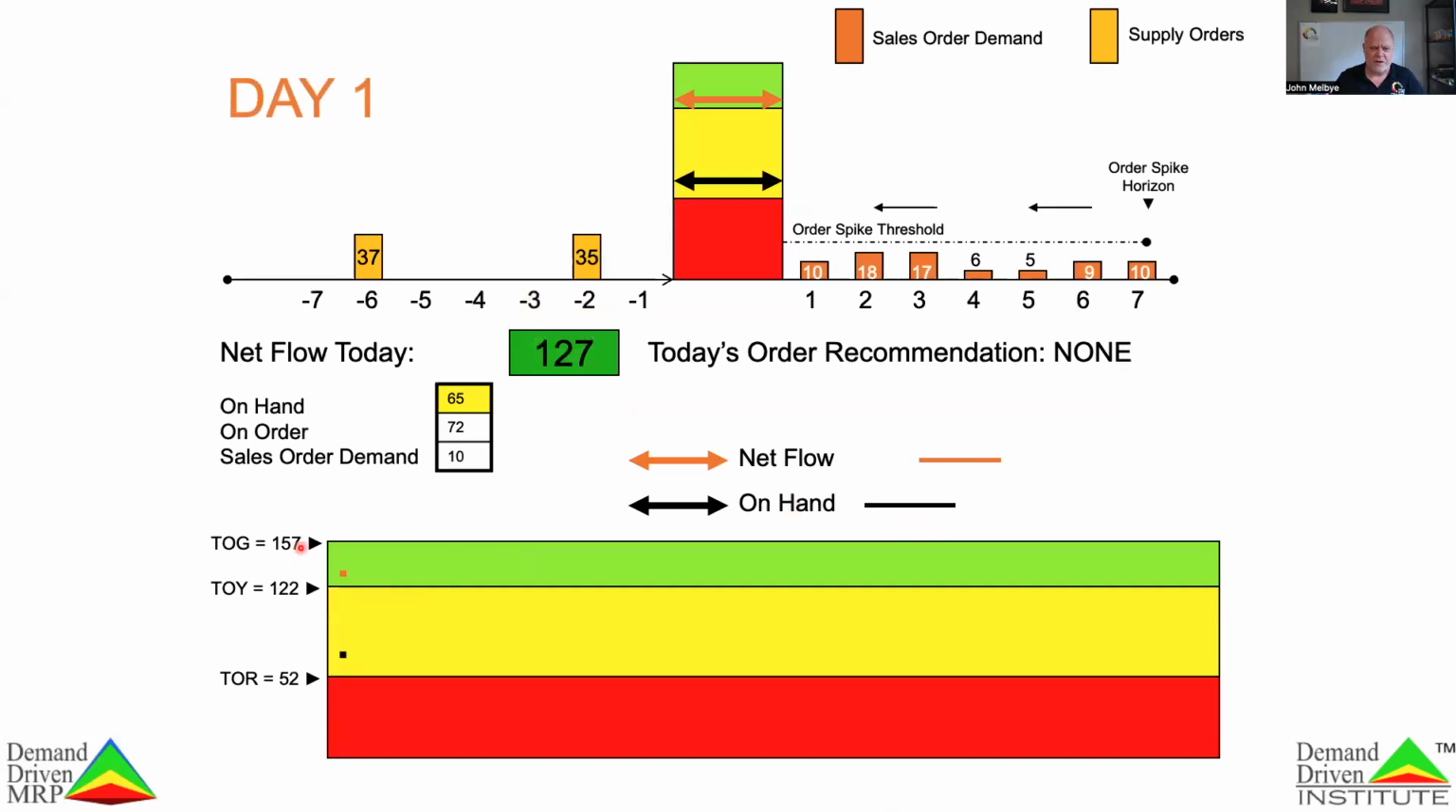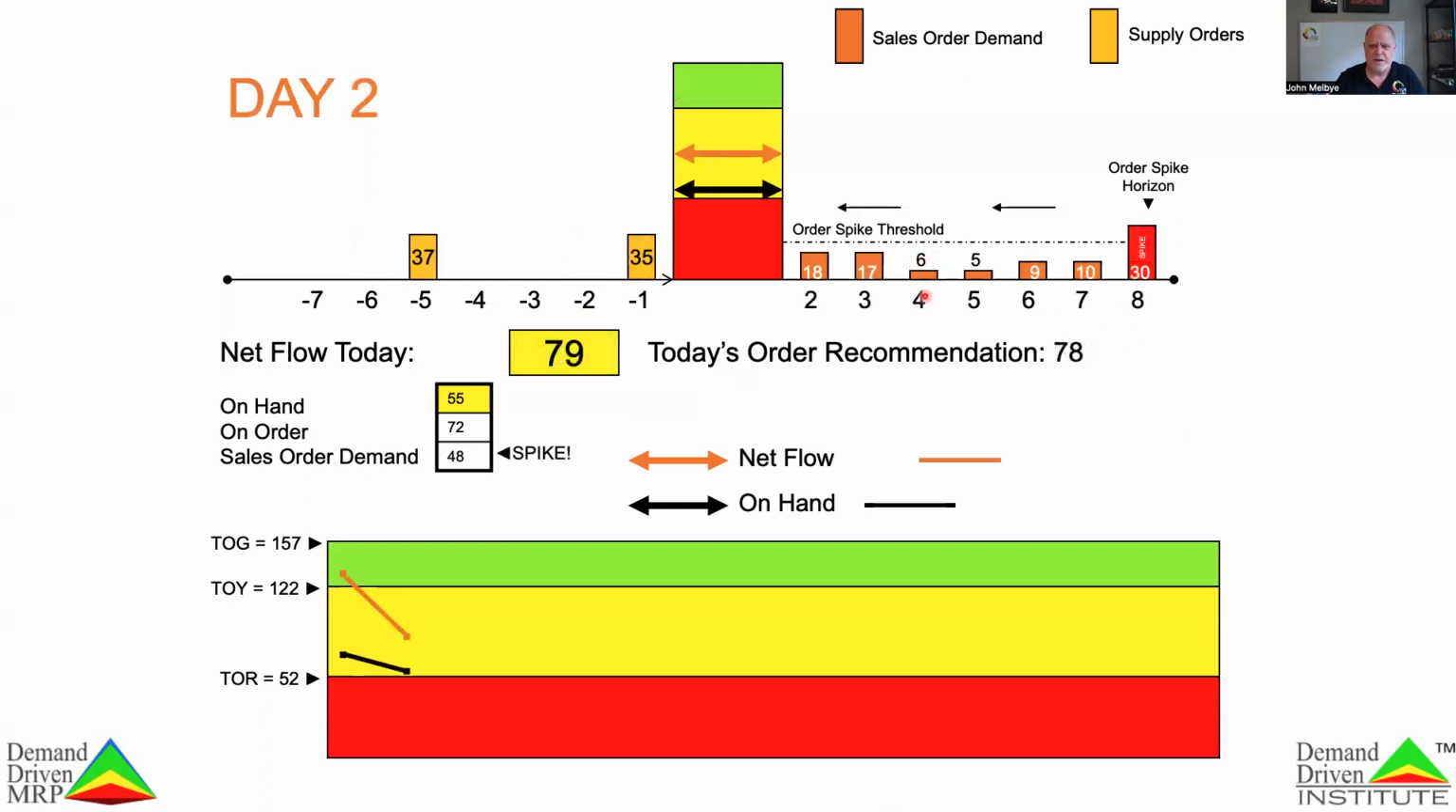We have some items on hand. We have 65 on hand to start. We have 72 on order. That's the sum of 37 and 35. And we have a sales order demand of 10. And we look forward and we see nothing over our spike threshold. So on hand plus on order minus the sales demand means we have 127 as our net flow. We are in the green, so we order nothing today.